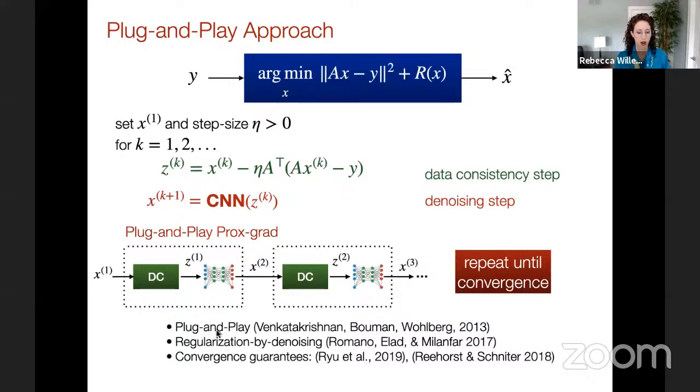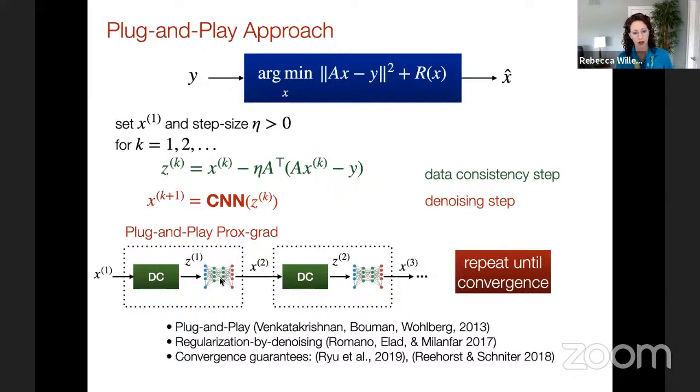Earlier approaches were called plug and play methods. More recent methods have started from a slightly different standpoint, and they're called regularization by denoising. And yet more recent work has really focused on convergence guarantees associated with these methods and trying to understand what has to be true about the denoiser to ensure that these methods will converge. But ultimately, the idea is that once we've trained the denoiser, then we just take our initial estimate and alternate between this data consistency step and this neural network denoising system.